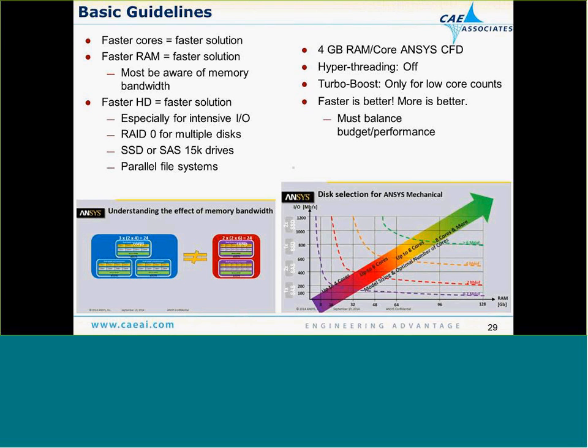So the general rule of thumb is you're going to want to configure your systems with 4 gigs of RAM per core. You may want a larger pool of RAM if you're doing large mechanical jobs. There's really no benefit to hyperthreading unless you're continually running very low core counts, hyperthreading and turbo boost. At this phase, hyperthreading is actually recommended to be off, so the low core count is more in line with turbo boost. And as a summary, faster is better, more is better, but it always becomes a trade-off and balance between your budget and the performance that you're requiring.